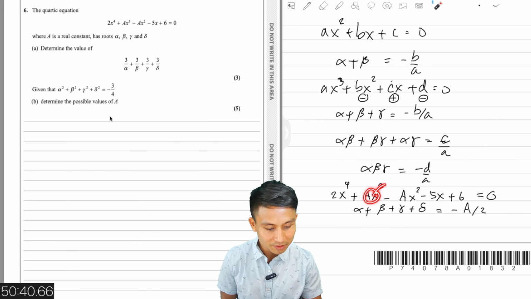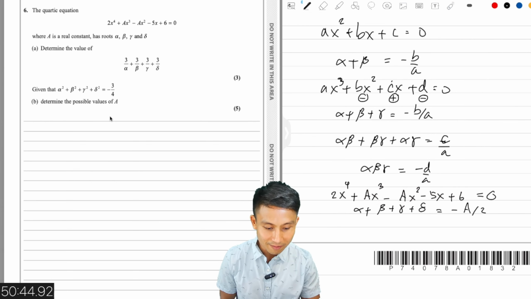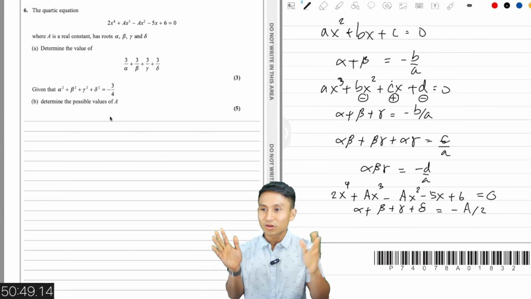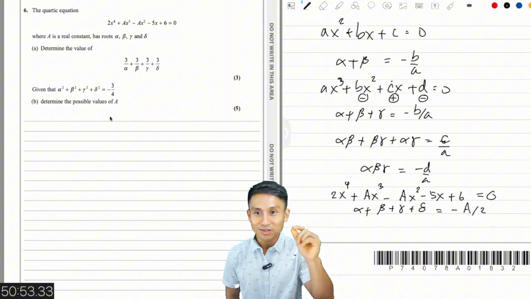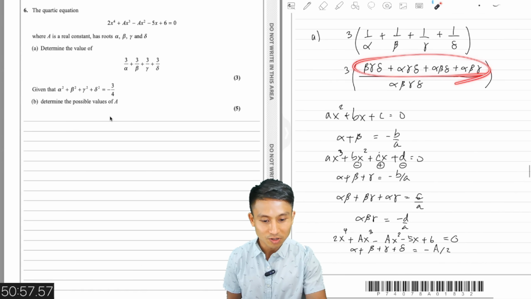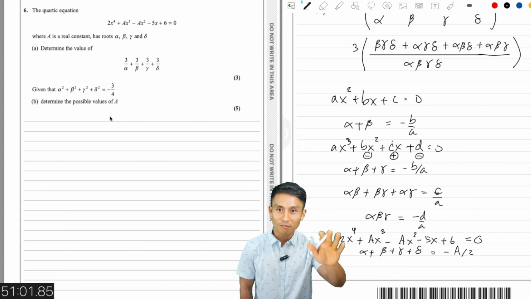So if this is a minus, you're going to go plus, minus, plus. The second one is the same. So it's alpha beta, beta gamma, gamma delta. It's like all the combinations of two roots multiplied. But we're not interested in that, because what we have here are three roots multiplied. So the three roots multiplied, there are just four combinations there, right?